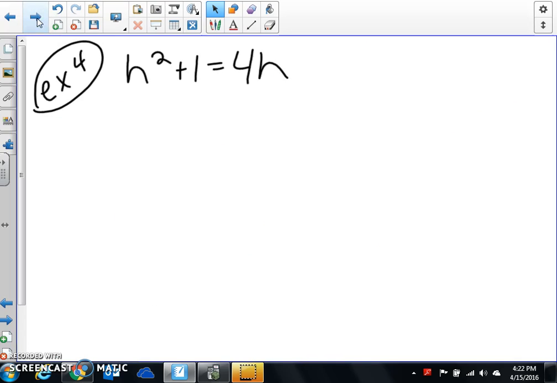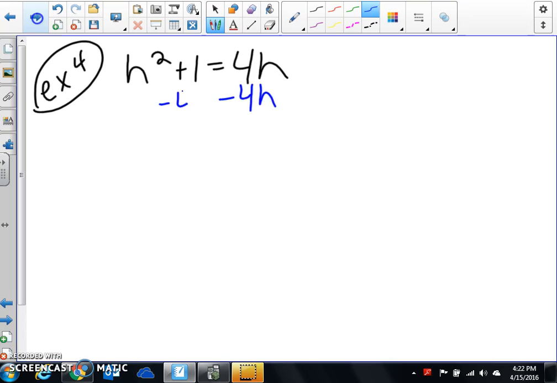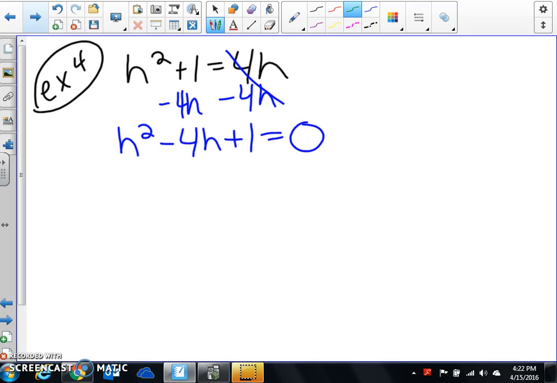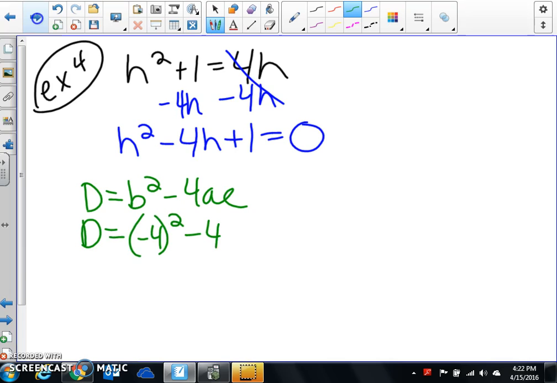All right, for number 4, we have to make it equal 0 first. Subtract 4h over. Make sure you put it in standard form. So h squared minus 4h plus 1 equals 0. I find my discriminant, which is b squared minus 4ac. The discriminant is equal to negative 4 squared minus 4 times 1 times 1.